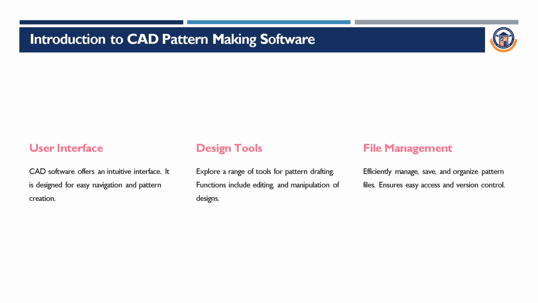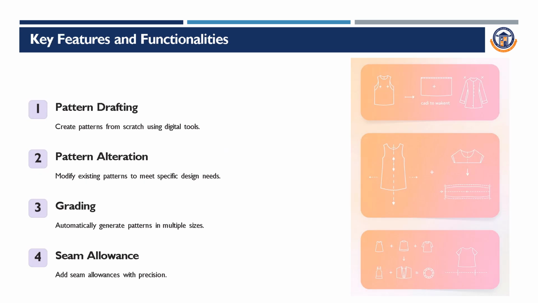User interface, design tools, and file management are the key facets which are majorly used in the CAD software. Key features and functionality of this particular software are pattern drafting, pattern alteration, grading, and seam allowance. Pattern drafting creates a pattern digitally from scratch using CAD tools.